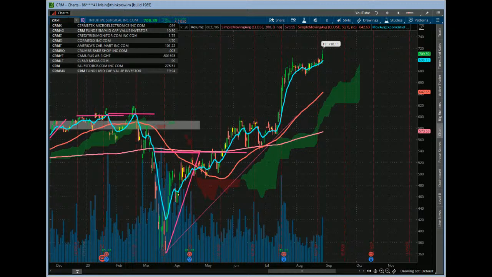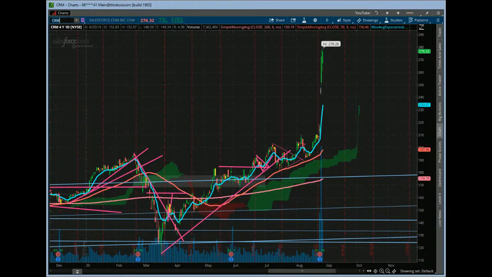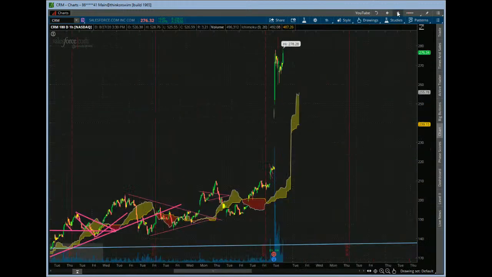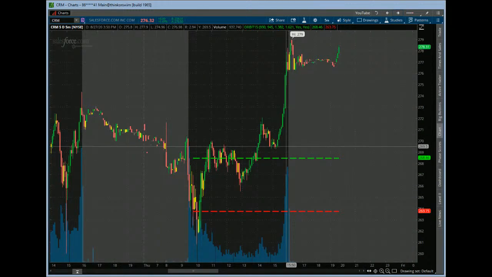So CRM, this is a good one too. Again, it didn't quite get close over yesterday's highs for the big momentum move, but we pointed this out at the close for our members. We really liked how it broke these levels at the close right here, and then gave a nice pop into the end of the day.